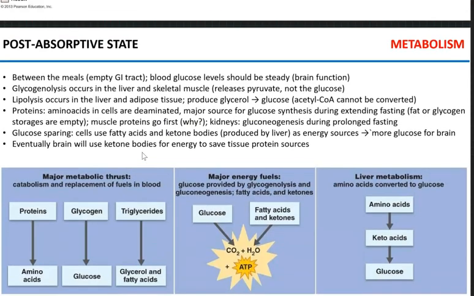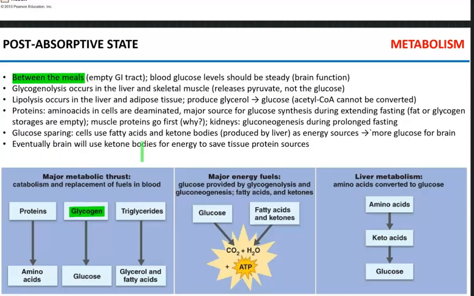Post-absorptive state, between the meals. For your brain to function properly, blood glucose should remain steady. Okay, you with me? So, what's going to happen?